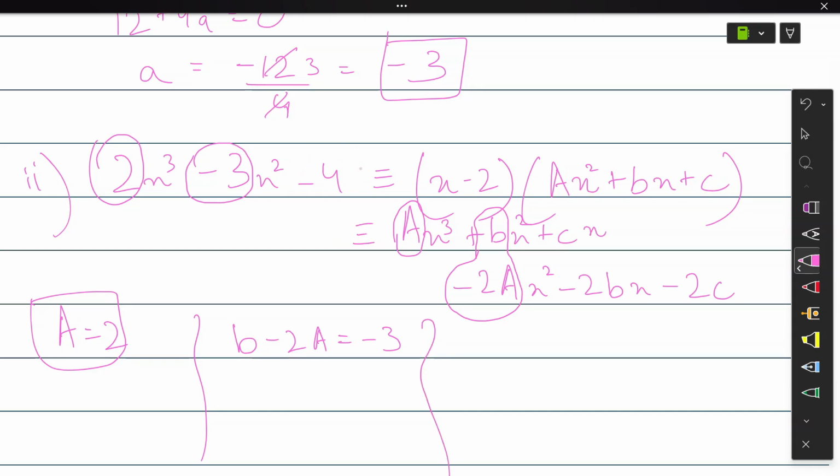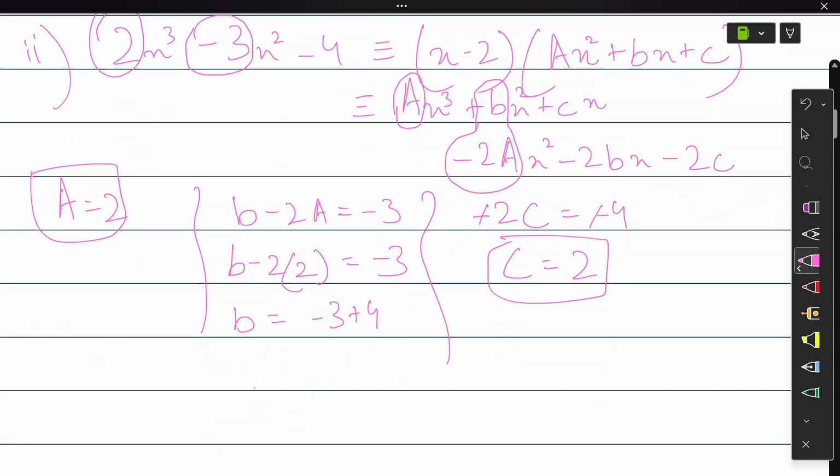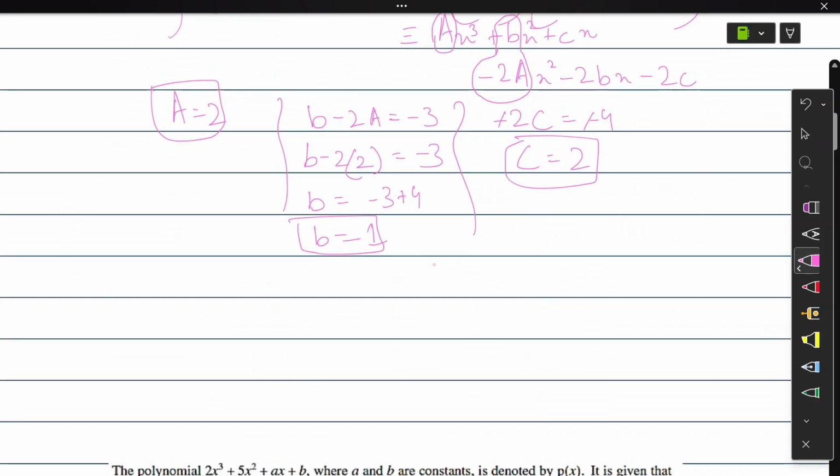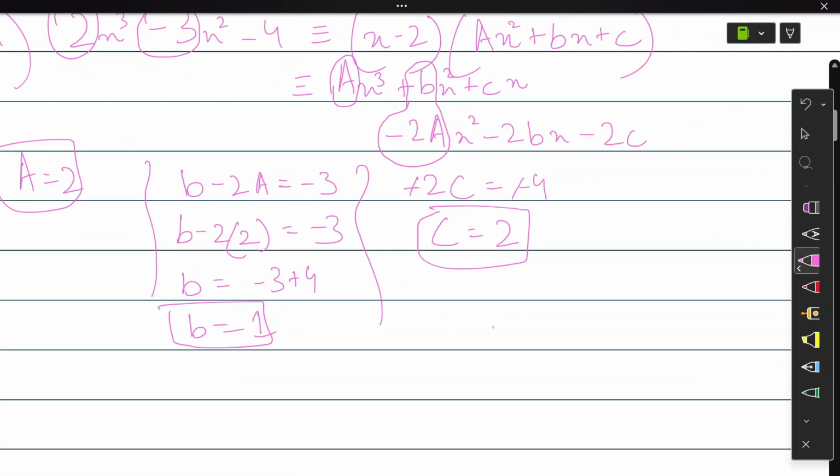Now we have minus 4, which is the constant term. The constant term here is minus 2c. So minus 2c equals minus 4. So let's find c. c is just equal to 2. There we go. We have a as well. So b minus 2 into 2 equals minus 3. b minus 4 equals minus 3, so b equals minus 3 plus 4, which is 1. So b is equal to 1 as well. Now we have the quadratic equation, so let's just simplify that.